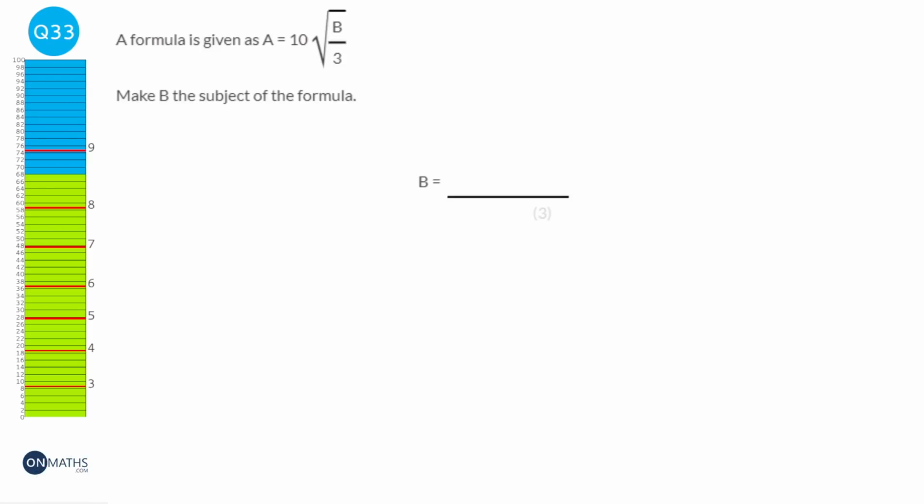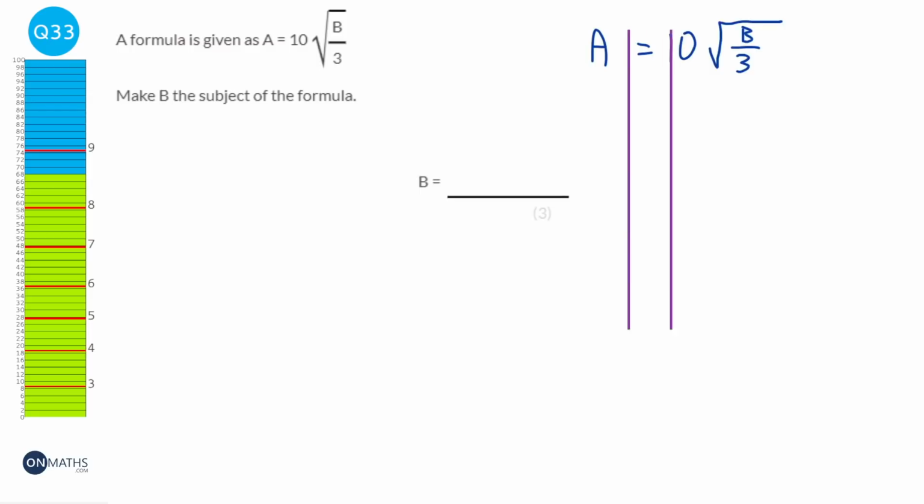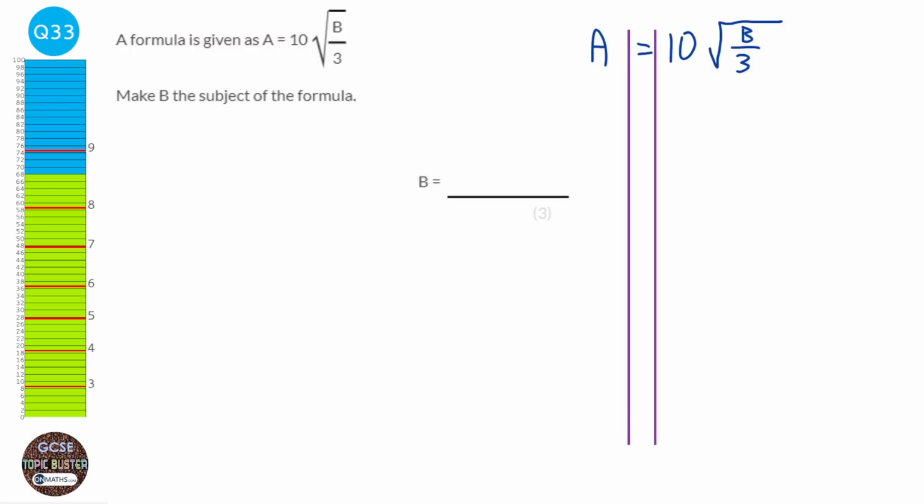So we're going to start off just by copying down the same equation, and we're asked to make B the subject. So we're going to put our solving lines in. So the first thing we need to do is get rid of this 10 here. So we're going to divide both sides by 10. And that will mean we have a fraction here, a over 10. And we've got the square root b over 3.